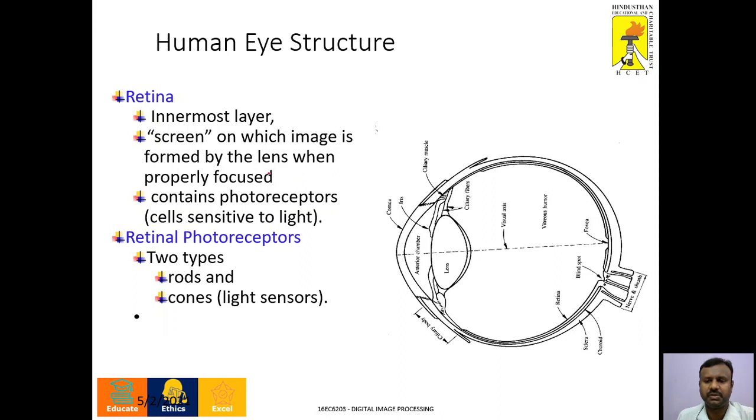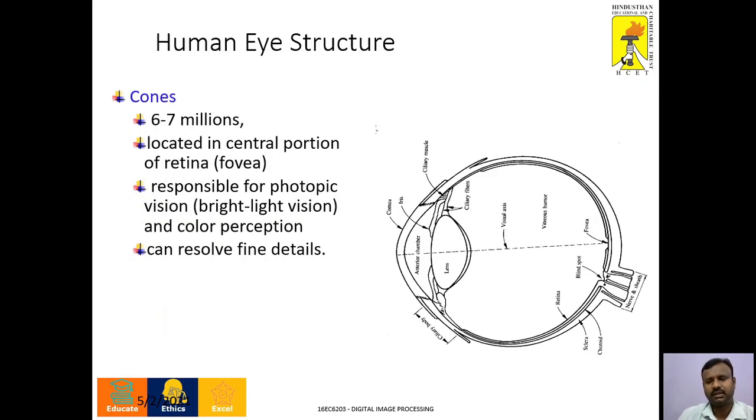The photoreceptors are cones and rods. These two photoreceptors have different characteristics as well as different functionalities. First, cones. There are around 6 to 7 million cones present in the retina. All these cones are accumulated in one place, which is called the fovea. These cones are responsible for bright light vision, otherwise called photopic vision, where all the color information can be perceived. Similarly, these cones are responsible for fine details. The high frequency information can be perceived by these cones.